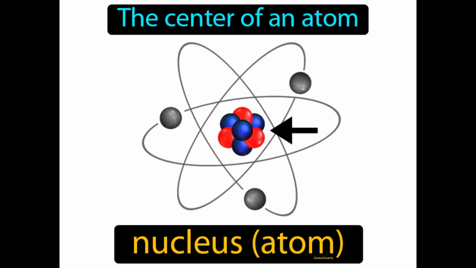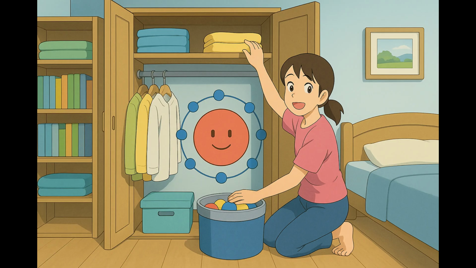The center of an atom, nucleus. The nucleus is the dense core of an atom where protons and neutrons are located. Imagine trying to organize a chaotic closet where everything is scattered, and finding what you need is nearly impossible. Just like organizing your closet requires a central spot to anchor everything around, an atom's nucleus serves as the core structure that organizes the surrounding electrons.